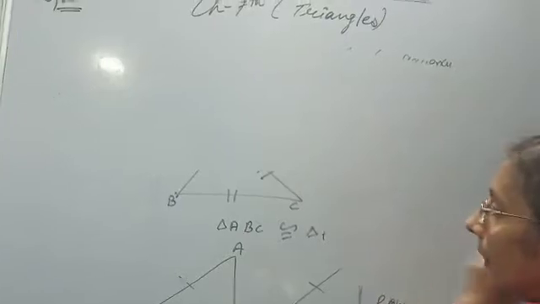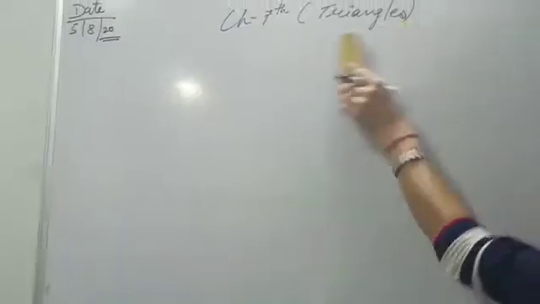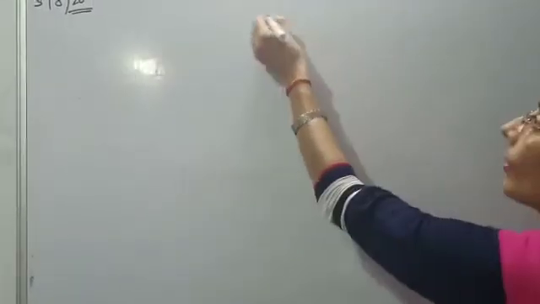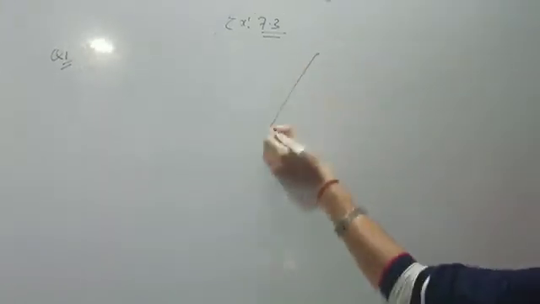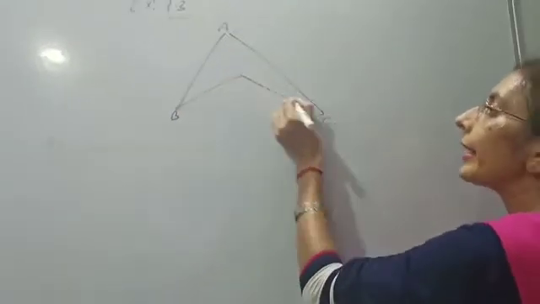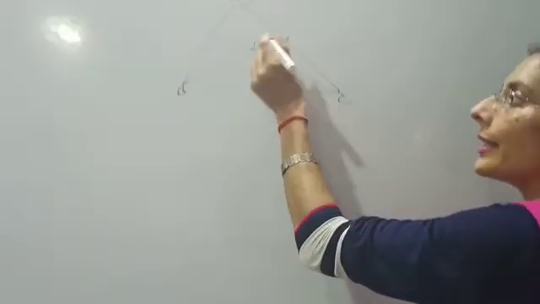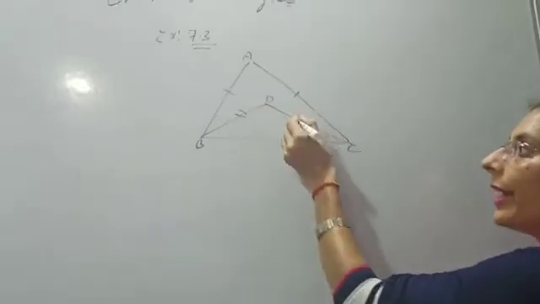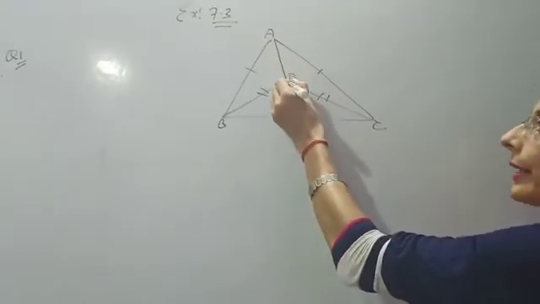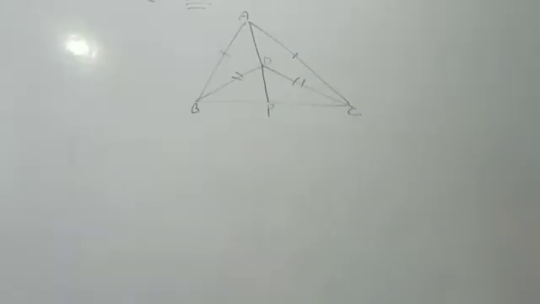Here, in Exercise 7.3, the very first question is very easy. It is about two triangles. Exercise 7.3, first question: two triangles ABC and DBC are on the same side of BC, and both are isosceles, AB equal to AC and DB equal to DC. Then AD is extended and it meets BC at point P. Then they are asking us to show some points.